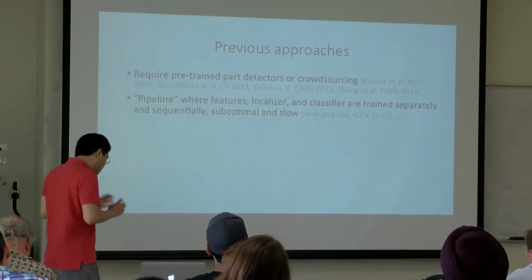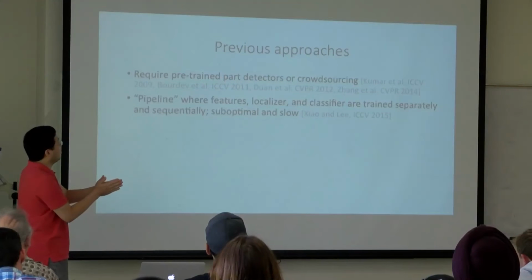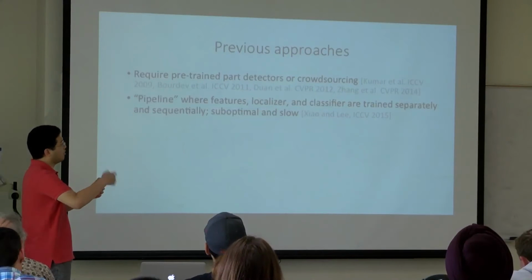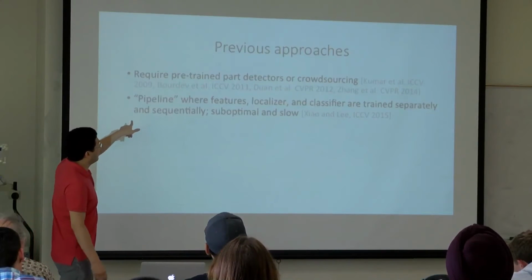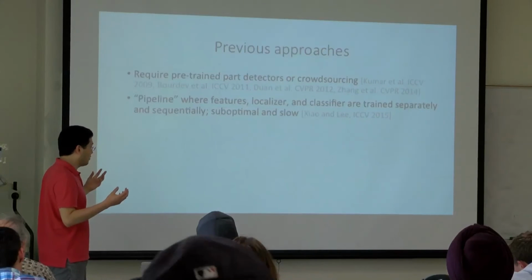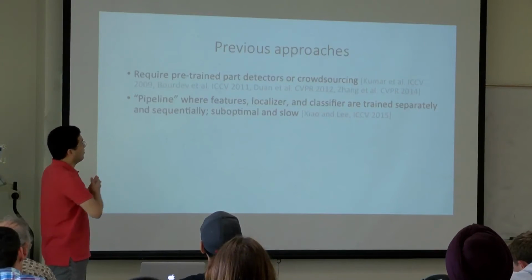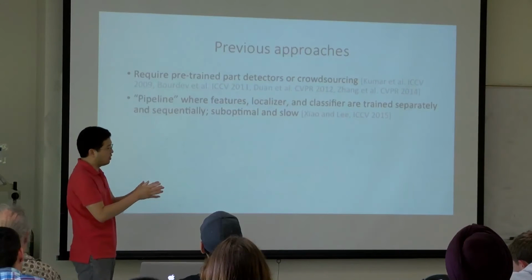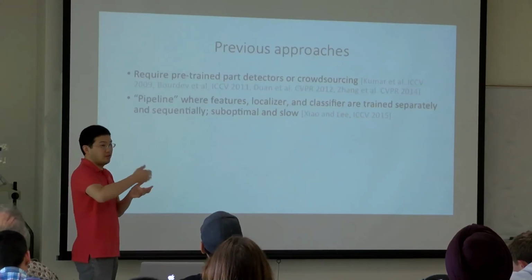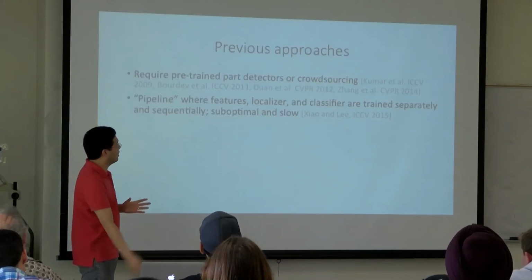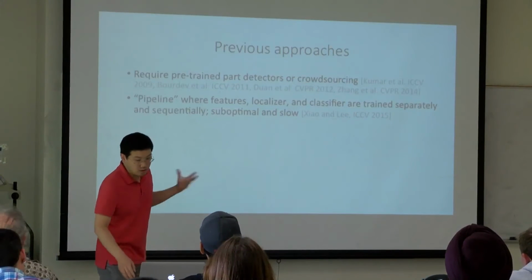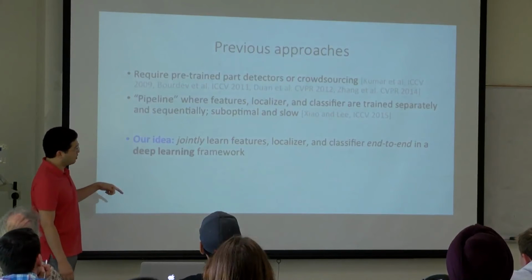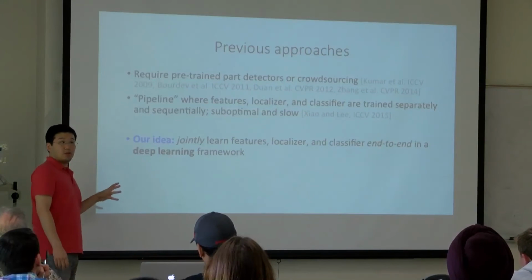Just quickly, previous approaches to tackling this problem either required pre-trained part detectors or had a human in the loop fixing the algorithm's errors. Recent work in our lab didn't require these other forms of supervision, but everything was trained in a pipeline fashion, which means we first learn features, then we train a localizer, then we train a classifier. So everything was sequential instead of jointly trained. Because of this, it was suboptimal and slow. So our idea here is to jointly learn everything together, and we're going to do this in a deep learning framework.